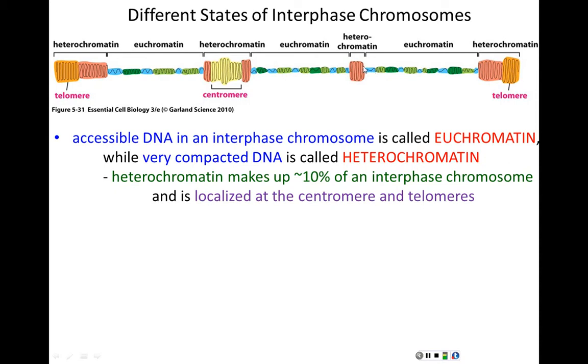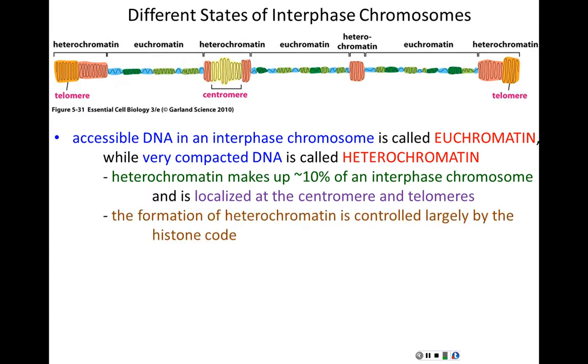Here's a region of heterochromatin that just contains genes we know we're not going to need. Much of the rest of the chromosome is in euchromatin, more accessible, more easy to get at. And so we have a dynamic, heterogeneous chromosome here that is changing its structure as needed by the cell.